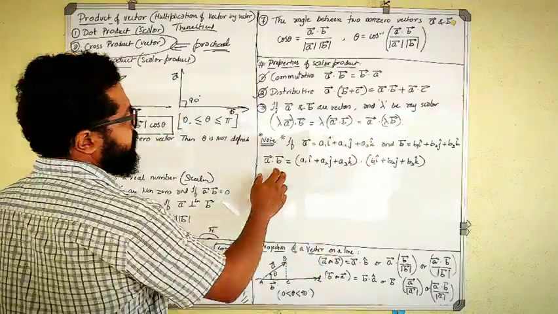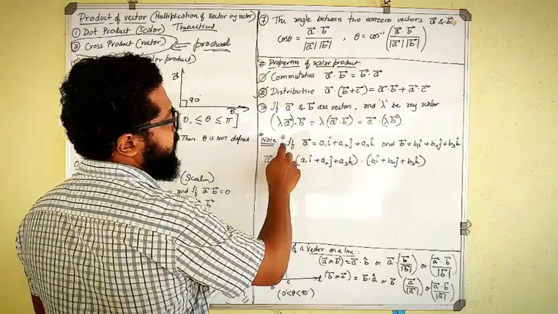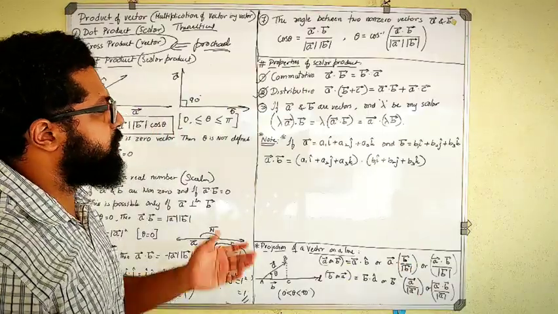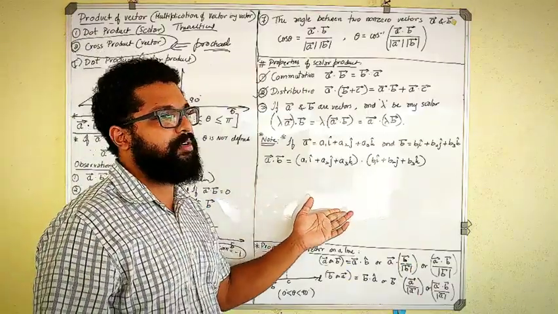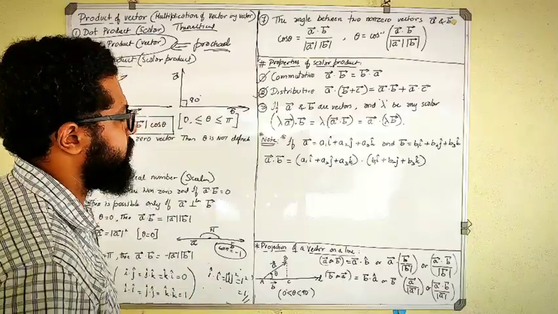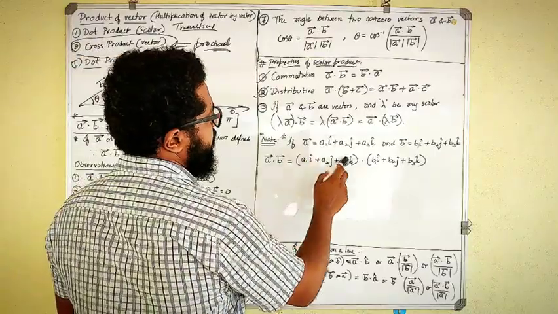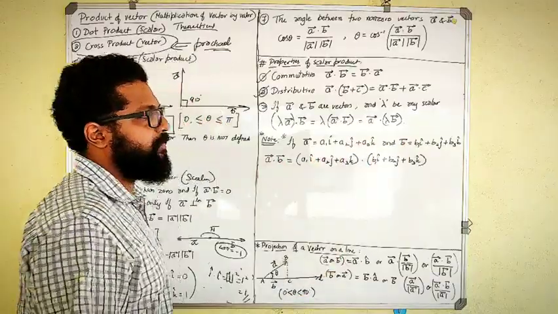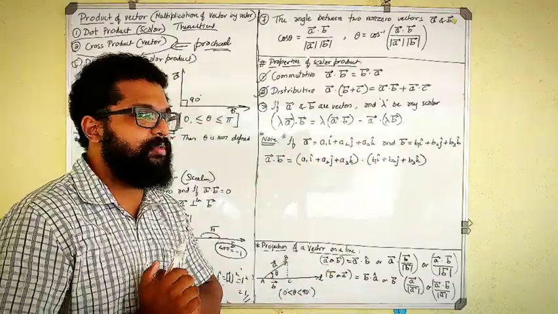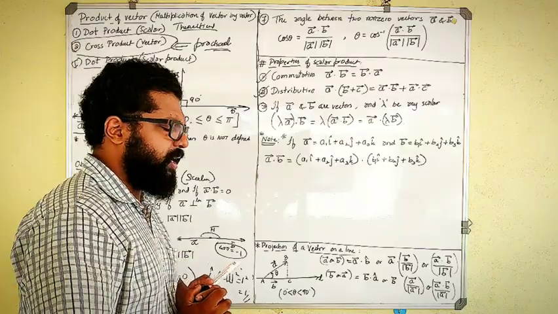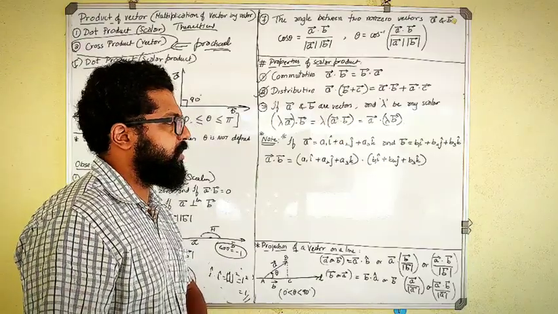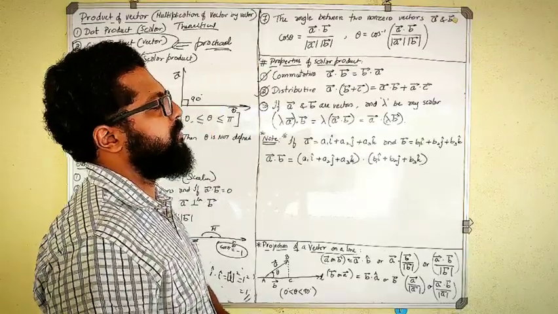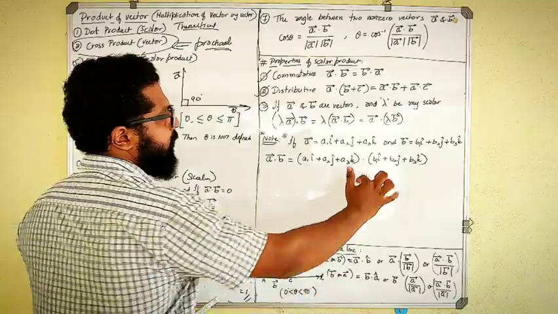Then this particular note is also a formula, a topic which is going to be helpful for you in order to solve the problems or numericals. This has already been done before. Assume that A vector is equal to A1 i cap plus A2 j cap plus A3 k cap. B vector is B1 i cap plus B2 j cap plus B3 k cap. So these two are the given vectors.